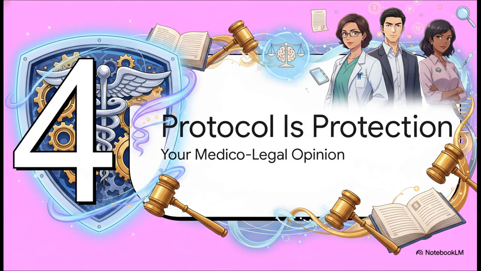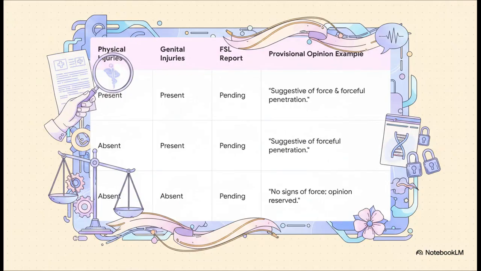So now we get to the culmination of this whole process, how you formulate your medical opinion. If you followed the protocols for consent, for documentation, and for evidence, you've built the foundation for an opinion that is defensible and will shield you from legal challenges. This framework gives you the correct, cautious, and legally precise language for your provisional opinion. That's the one you issue while you're waiting for the Forensic Science Lab or FSL report.